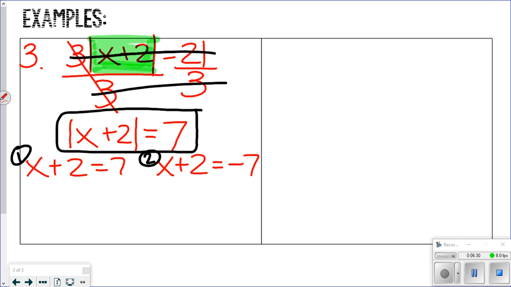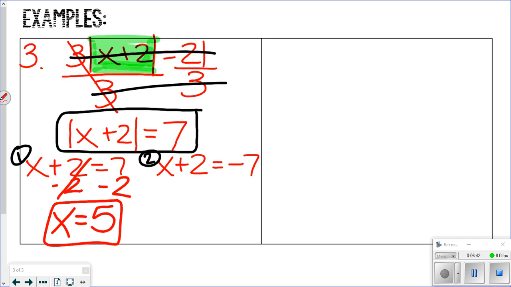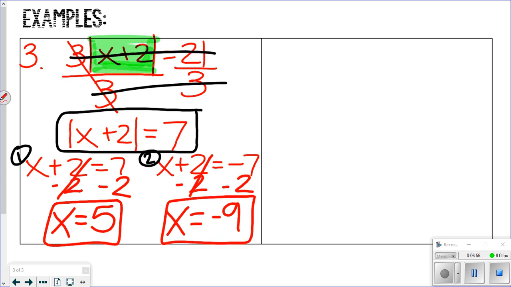Okay? Now we need to get rid of this plus 2, so the opposite is to subtract 2. X equals 7 minus 2 gives us 5. I'm going to solve this equation the same way. Subtract 2, subtract 2. This time it's a -7 minus 2, and that gives us -9. So again, we need to have two equations, which gives us two final answers.